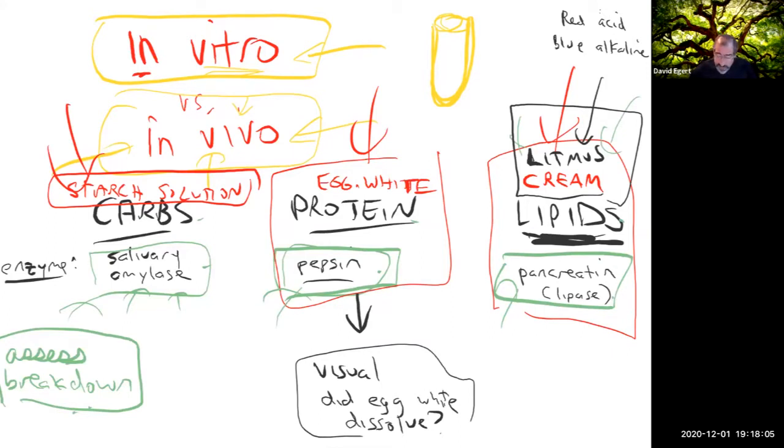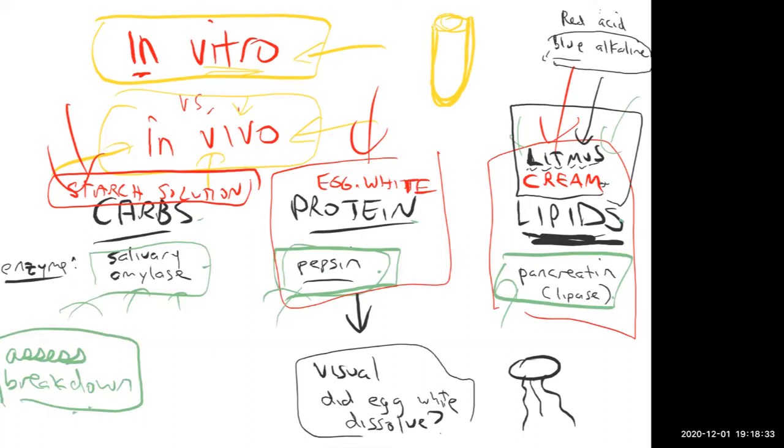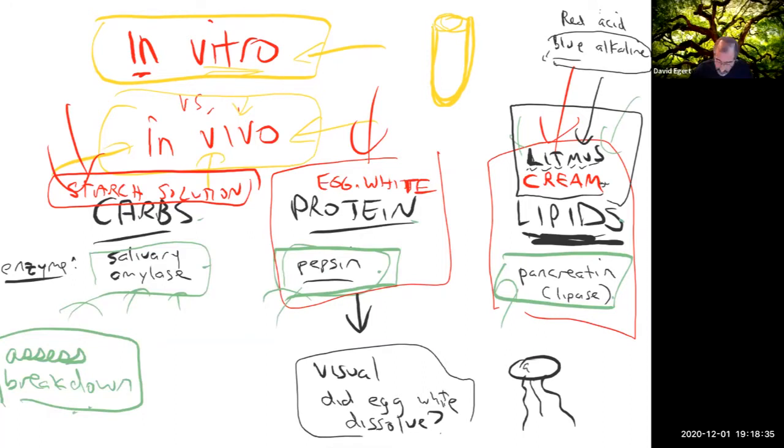So when you first add the litmus powder to the cream, since the cream is not acidic, it's going to be bluish. If the fats break down, what do fats break down into? No, sorry, that's carbohydrate. Glycerol and fatty acids. Exactly, glycerol and fatty acids.